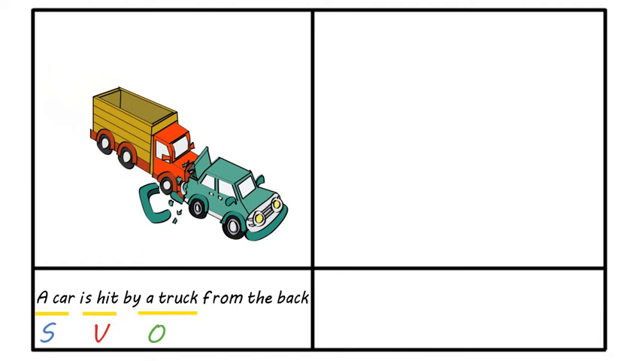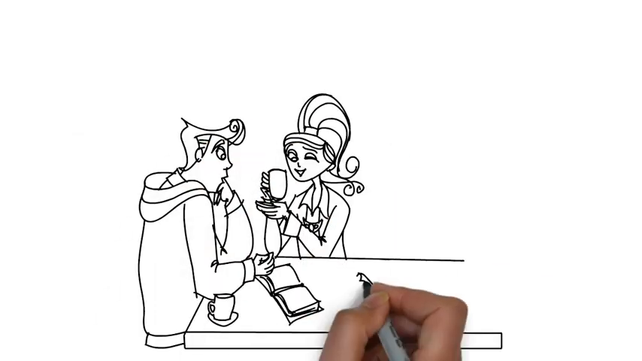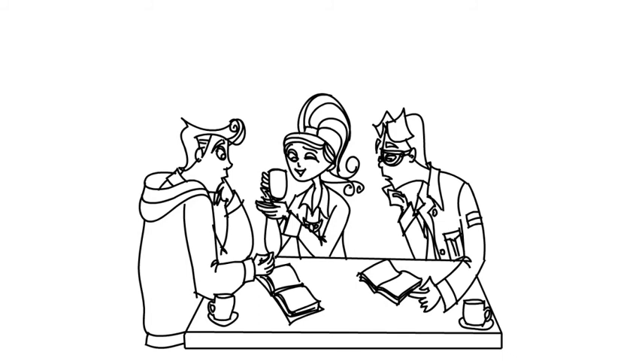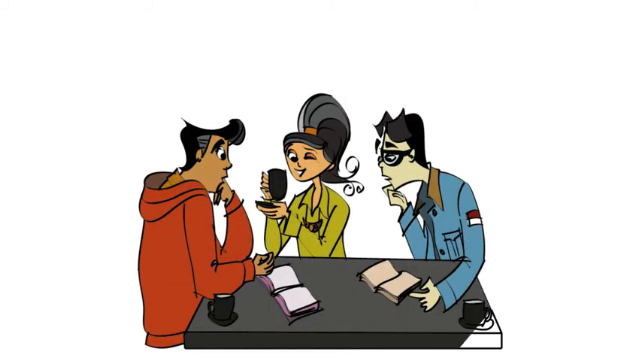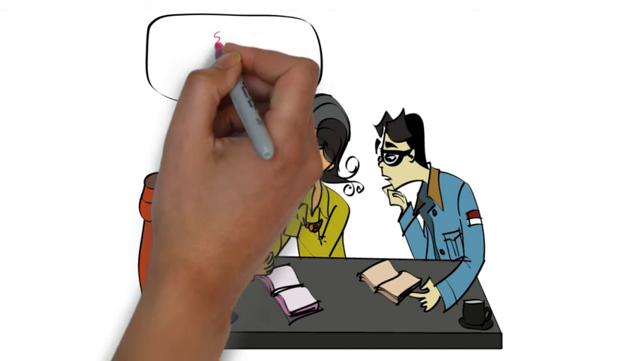Do you remember which construction the sentence uses, active or passive? Do you know? The left sentence uses passive construction. Why? Because the subject receives the action. Can we change passive into active construction? Yes, we can. What do we do?